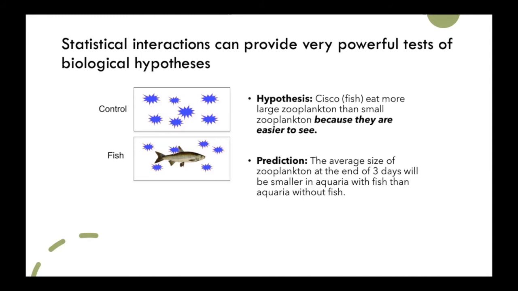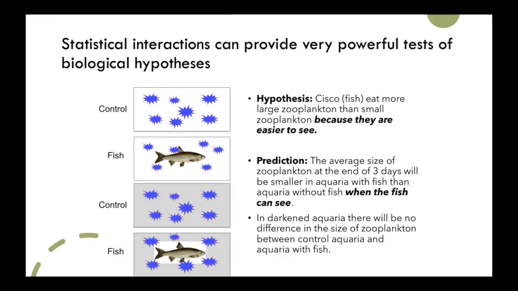So in addition to having tanks with and without fish, we could explicitly test this biological hypothesis by also having tanks where the fish weren't able to see, by making the tanks dark. So we can then test a more sophisticated prediction that the average size of zooplankton at the end of 3 days will be smaller in aquaria with fish than aquaria without fish when the fish can see. But when the fish can't see, we would not expect there to be any difference in the average size of zooplankton between tanks with and without fish.